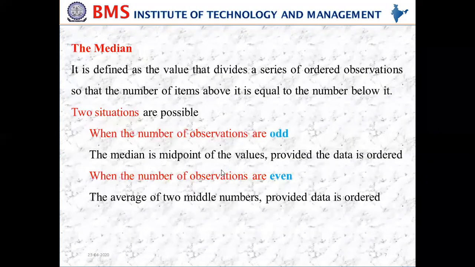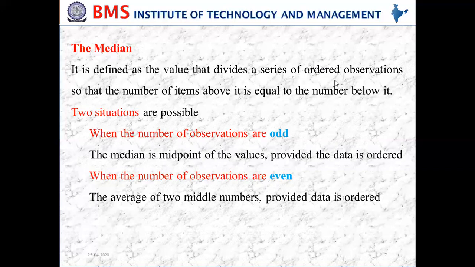Okay. Now the second one which we are discussing is the median. Mean or average, median, and mode, all three are called measures of central tendency. So the median also measures the central value. It is defined as the value that divides a series of ordered observations. This word ordered is very important here. Ordered means the observations which you have collected should be represented in ascending order or descending order.